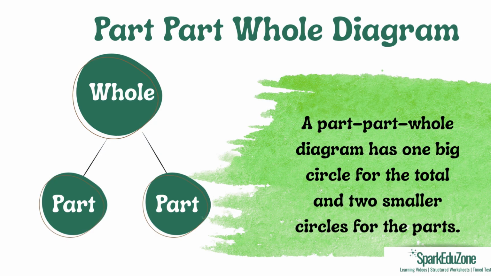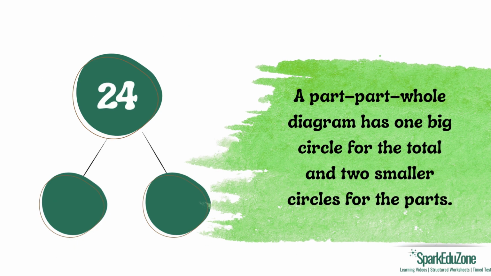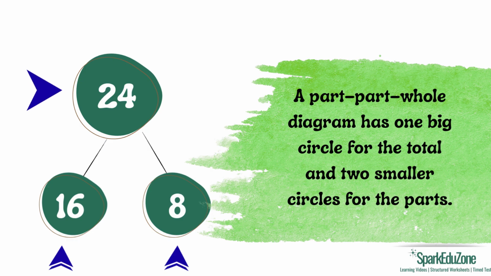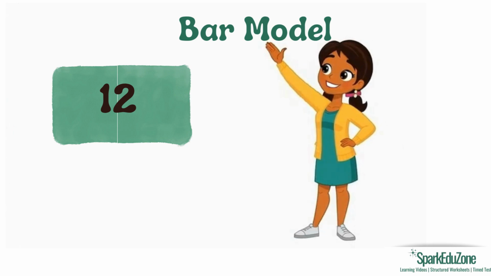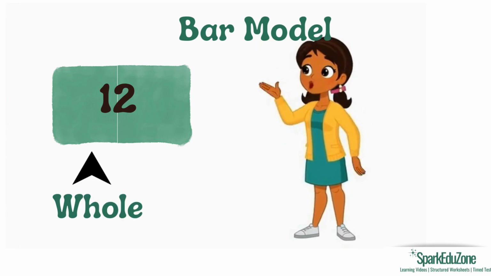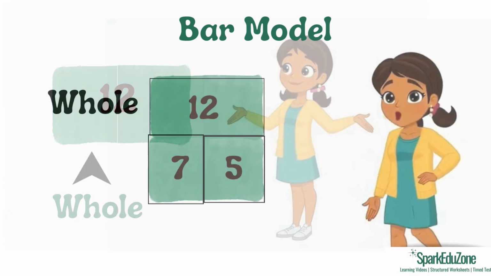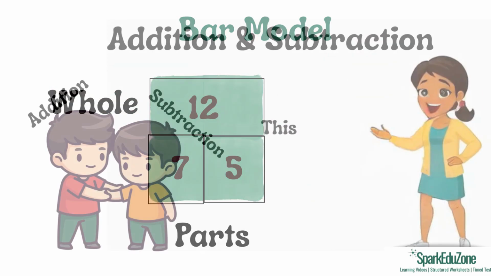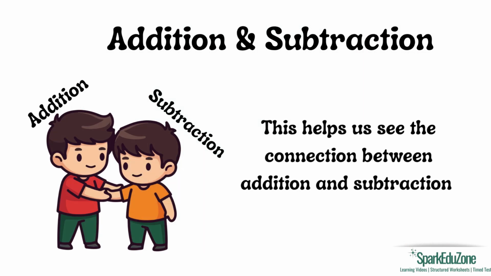A part-part-whole diagram has one big circle for the total and two smaller circles for the parts. If the whole is 24 and the parts are 16 and 8, we place 24 at the top and 16 and 8 below. A bar model shows the whole number as a long rectangle. We divide the bar into two smaller sections for the parts. This helps us see the connection between addition and subtraction.